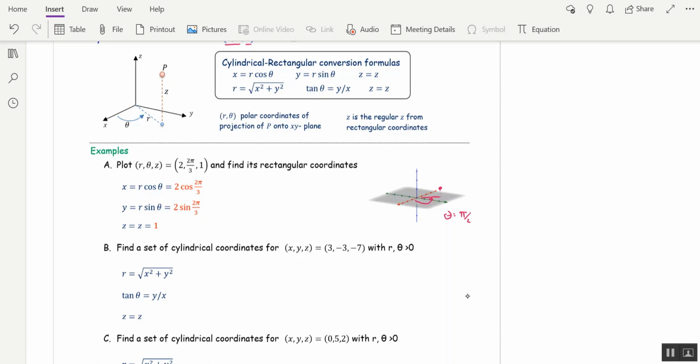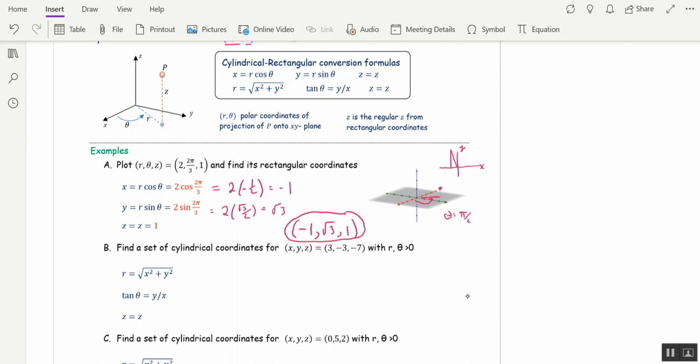So if we compute r cosine of 2 pi over 3, 2 pi over 3 is here. This is an xy plane, so the cosine of 2 pi over 3 is negative 1/2, so we get negative 1. And then sine of 2 pi over 3 is the square root of 3 over 2. So this gives us root 3. So the rectangular coordinates are going to be x, y, z equals negative 1, positive root 3, positive 1.